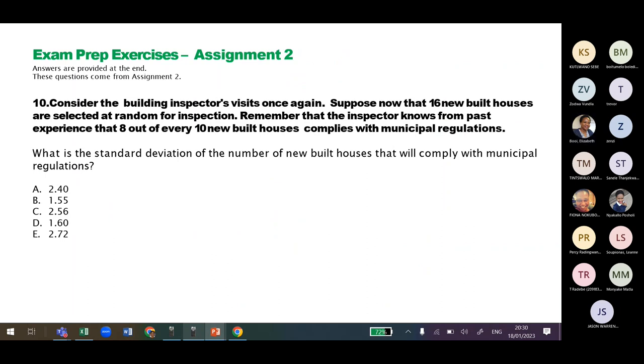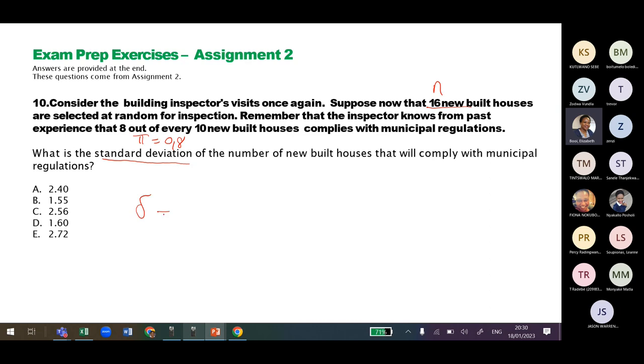Consider the same question, but they have given us the new N. And we still use the probability of success of 0.8. The question here is: calculate the standard deviation. You need to know the formula for calculating the standard deviation.